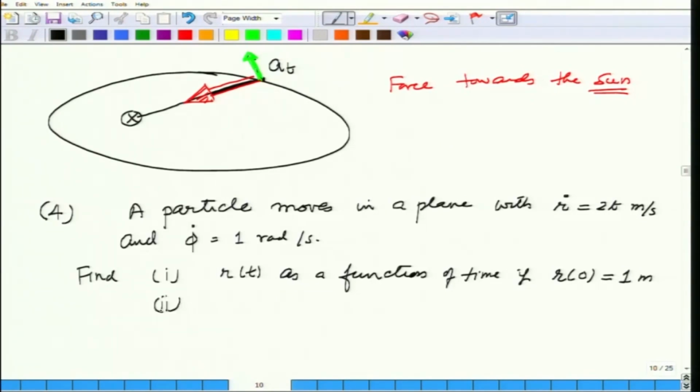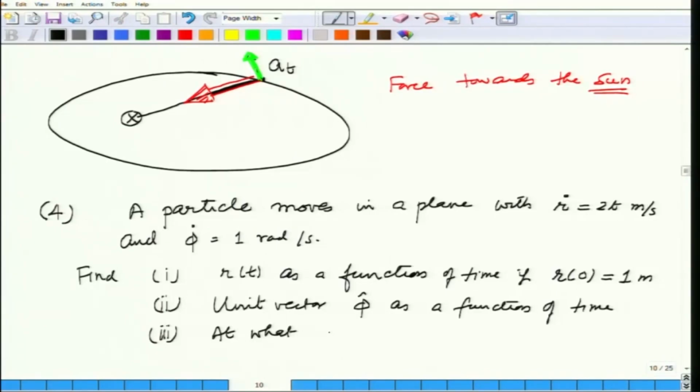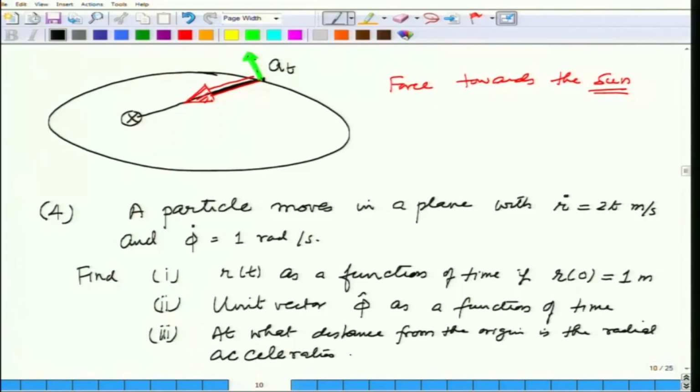And 2, unit vector phi for the particle position, obviously as a function of time. And third, at what distance from the origin is the radial acceleration 0.